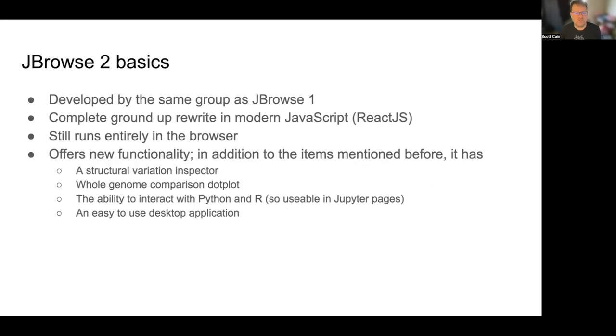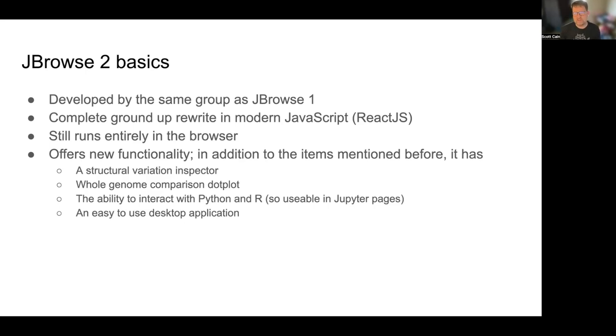What is it? JBrowse 2 was developed by the same group that developed JBrowse 1. It's basically a complete ground-up rewrite using modern JavaScript, using React.js. It still runs entirely in the browser, so there's really not much of a server component to it. It's basically everything that's running on your computer. And it offers a lot of new functionality.